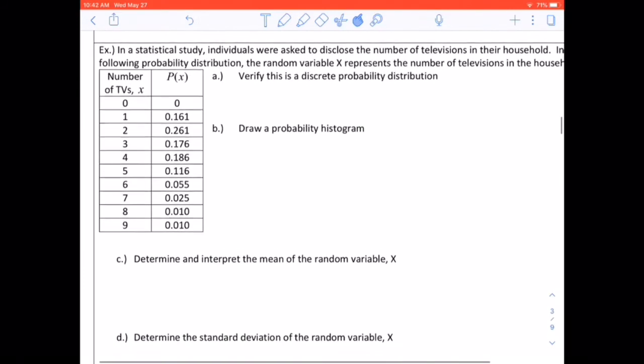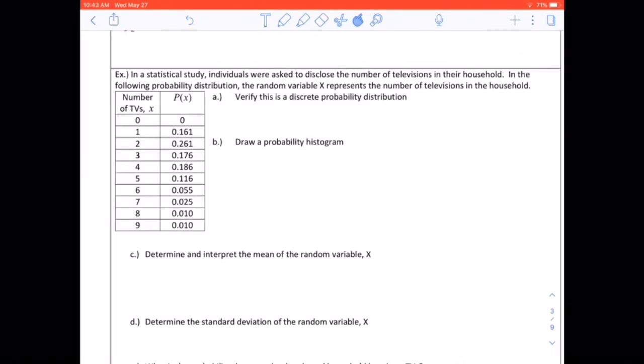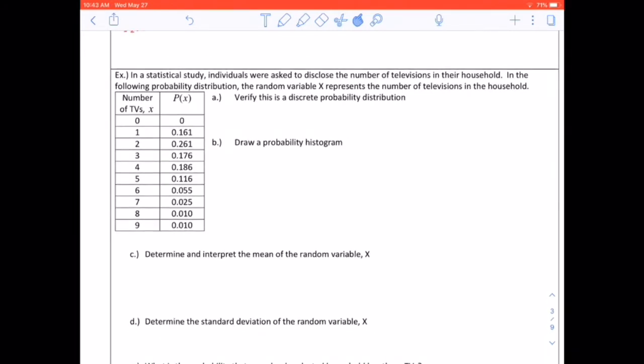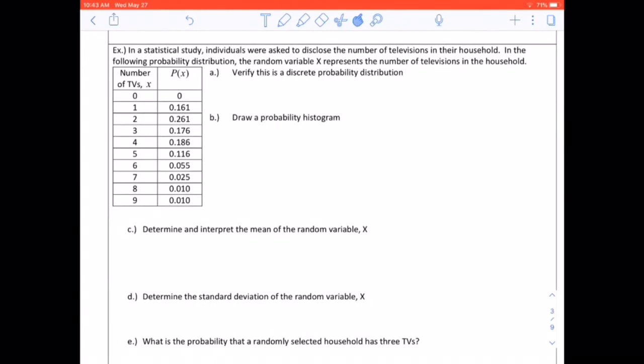The next example says, in a statistical study, individuals were asked to disclose the number of televisions they had in their household. In the following probability distribution, the random variable x represents the number of TVs in the household. Verify that this is a discrete probability distribution. So checking those 3 things again. The first thing is that x has to be numerical, and it is. So x is a numerical random variable. The next one is checking to make sure the sum of all those probabilities is equal to 1. If you add these all up, you get 1, and you do.